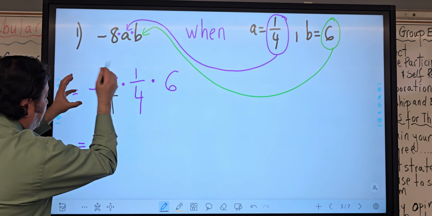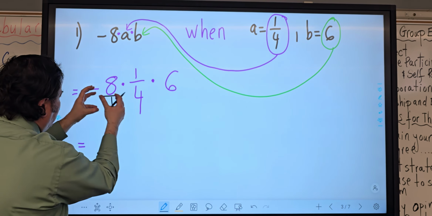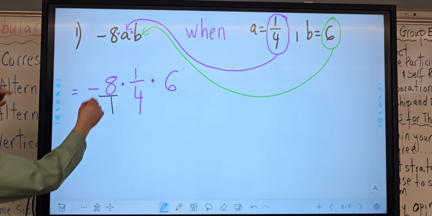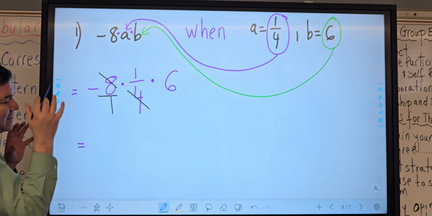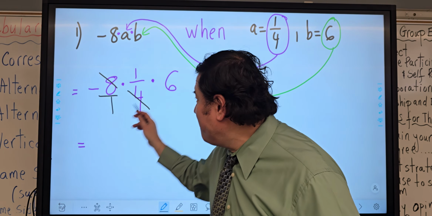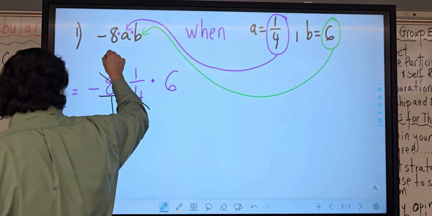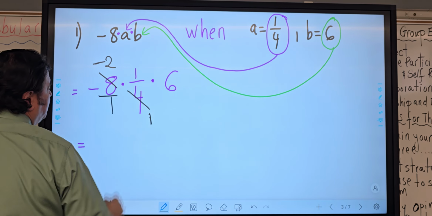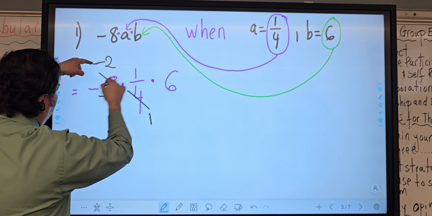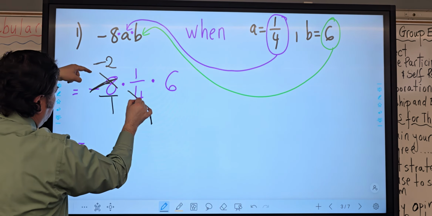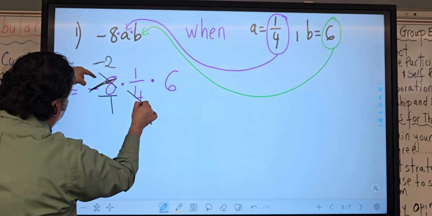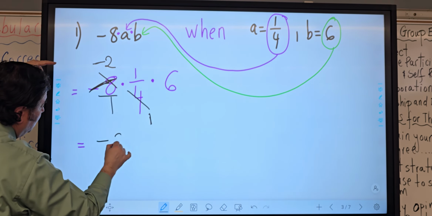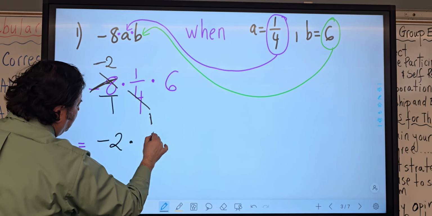But right now, I'm going to simplify those two terms right here. Negative 8 over 1 times 1 over 4. You see that 8 and 4 simplify. 8 divided by 4 is 2, so we are going to have negative 2 at the top and 1 on the bottom. Negative 8 divided by 4 becomes negative 2, and then negative 2 times 1 becomes negative 2. And then we have times the 6.